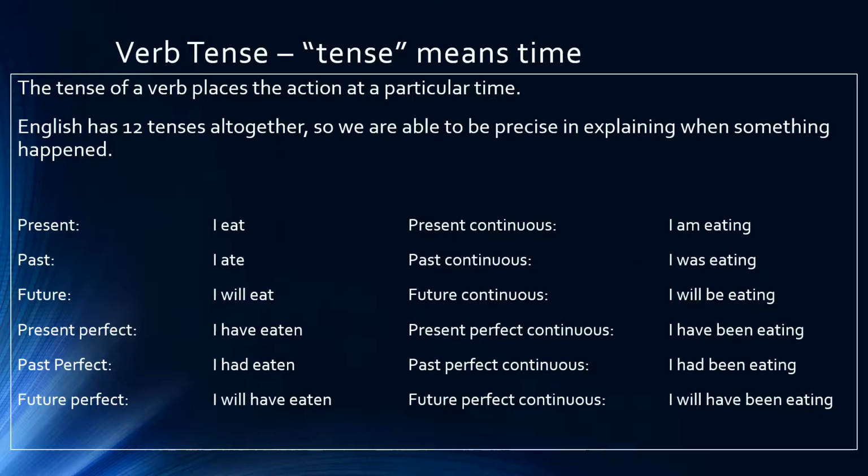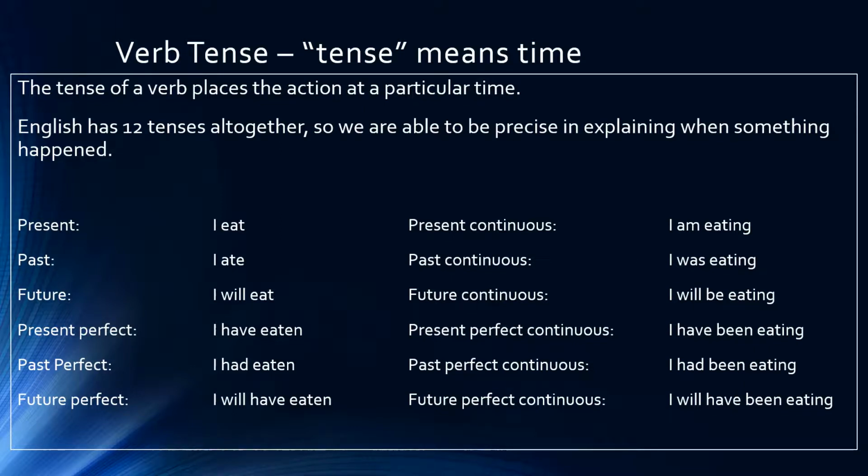We want to talk today about verb tense. Verb tense means time. The tense of a verb places the action at a particular time. In our English language, there are 12 tenses altogether. Because of this, we are able to be precise in explaining when something actually happened. I have just a simple sampling of all the 12 tenses here.